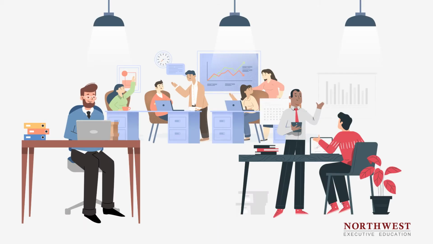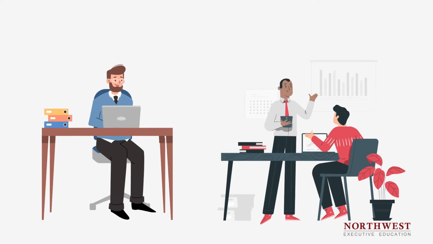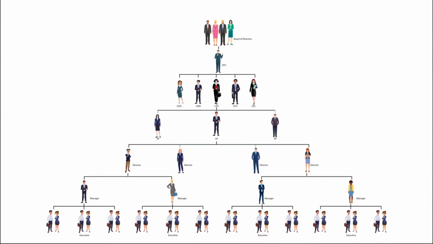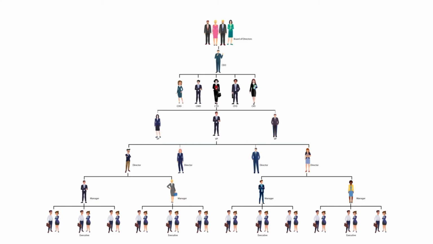Different companies have different titles for their employees, so understanding the roles and hierarchy can be confusing. Among C-suite positions, the vice president and director are some of the most misunderstood and yet most important roles in an organization. While this differs from organization to organization, a basic corporate hierarchy structure goes something like this.